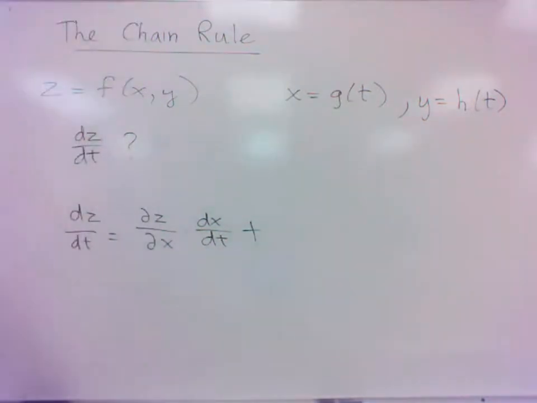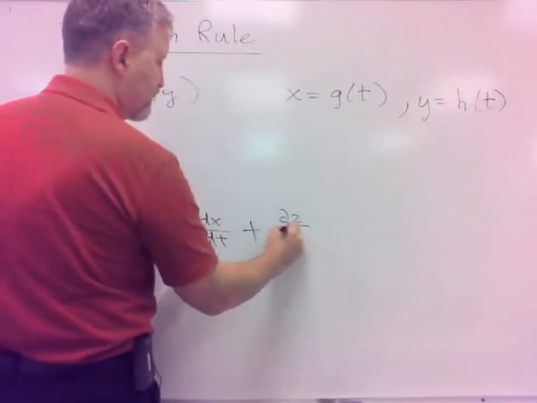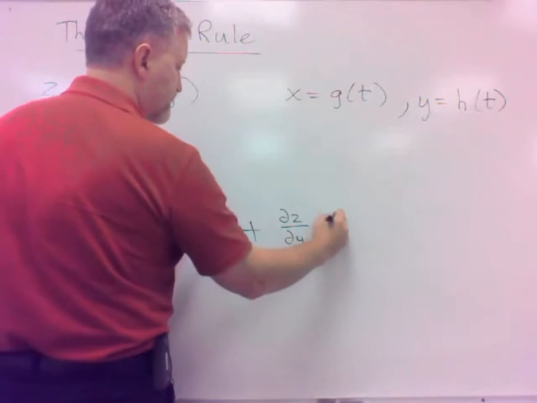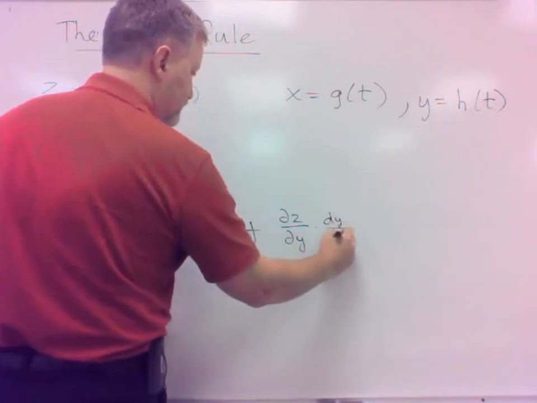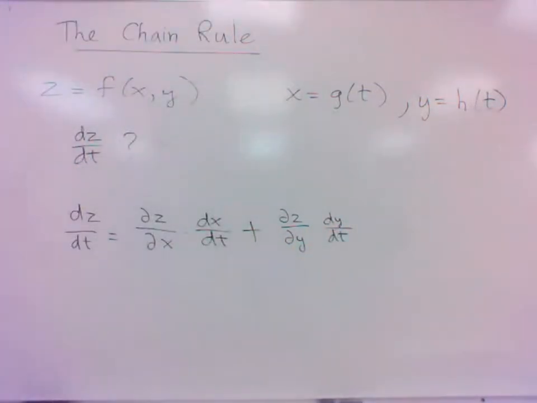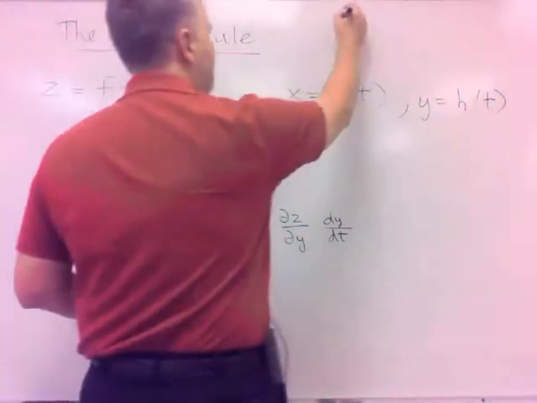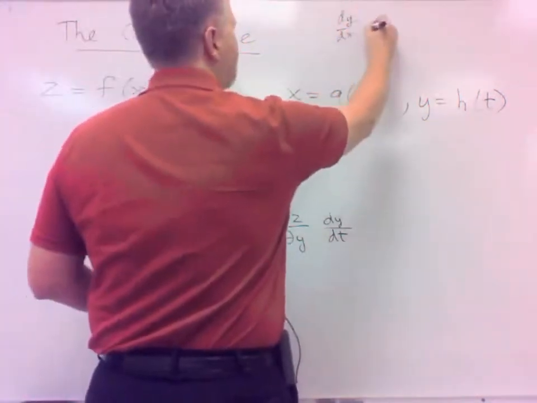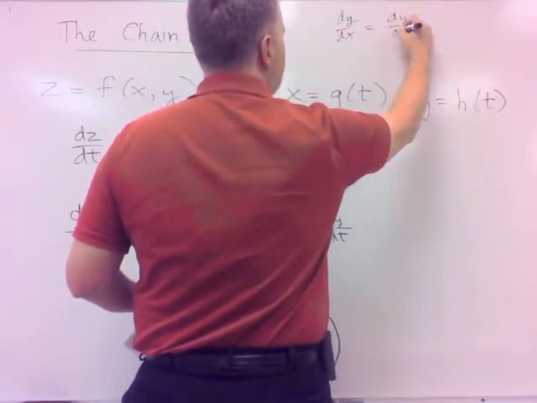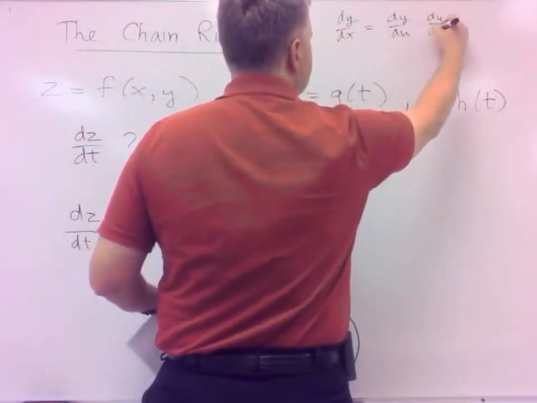And then add to that, you do the very same thing basically with the y's. You do the partial of z with respect to y times dy/dt. Okay? It's kind of like, what did we say dy/dx was? The chain rule, it was dy/du times du/dx, right?